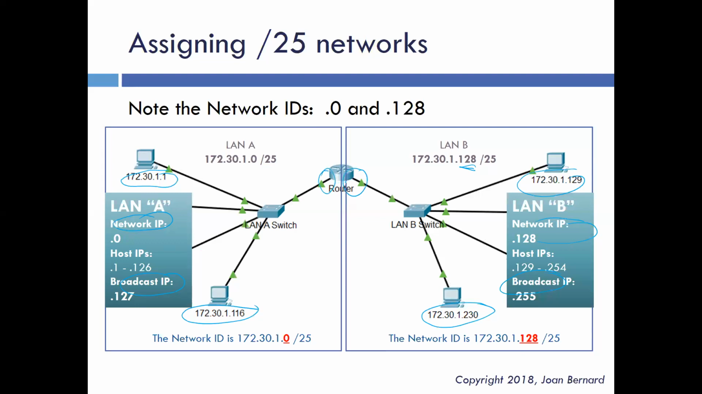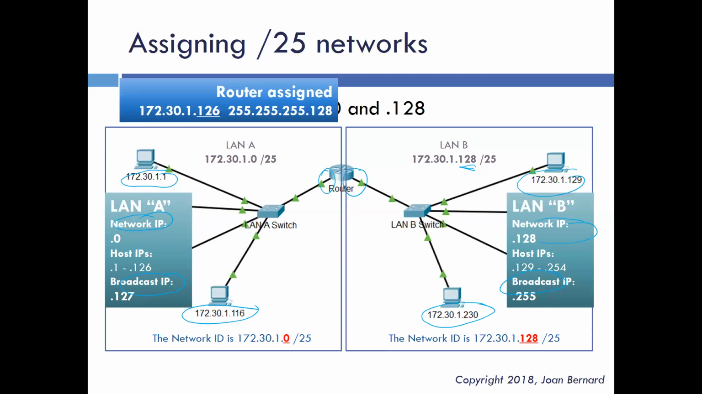Each interface will be configured with an IP address. That IP address must be part of the valid host range. One common practice is to assign the router either the first host or the last host address in the range. In this example, we will assign LAN A's router interface the last host in LAN A subnet, 172.30.1.126. The dotted decimal subnet mask for a /25 is 255.255.255.128.